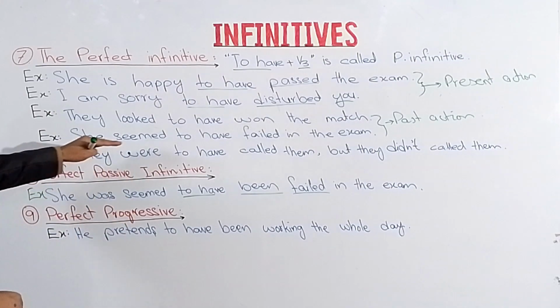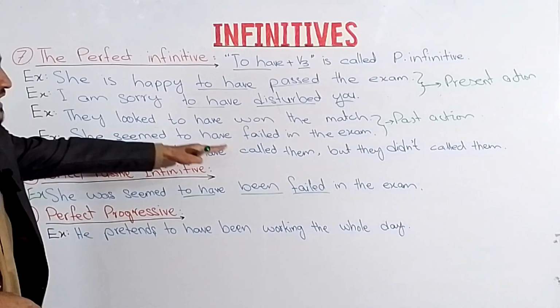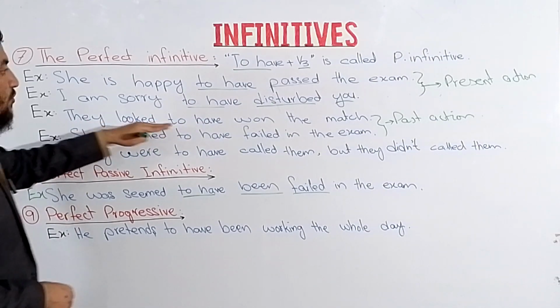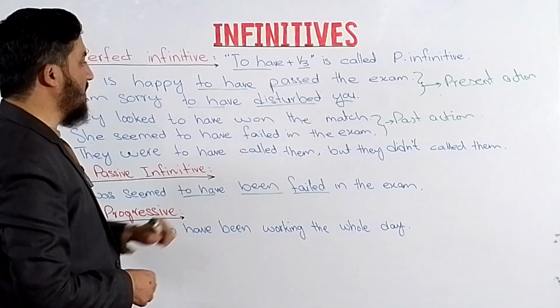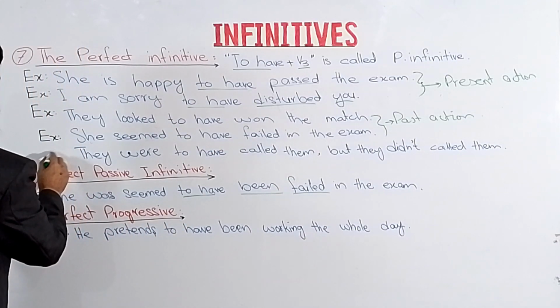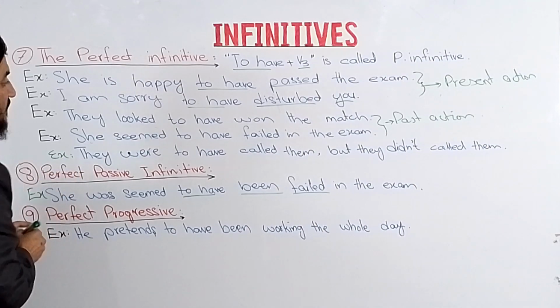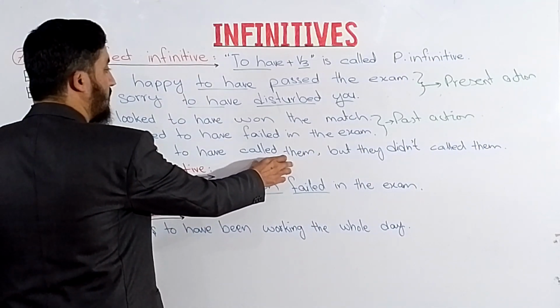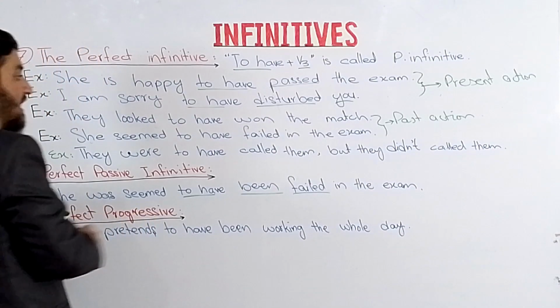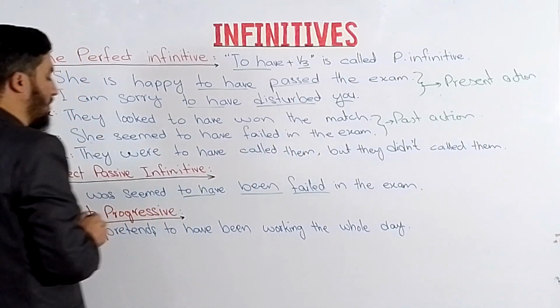Like for example, she seemed to have failed the exam. She seemed to have been failed. ठीक है. They looked to have won the match. They looked to have been won the match. ठीक है. So this example says that they were to have called them, but they didn't call them. ठीक है. They were to have been called, but they didn't call them.